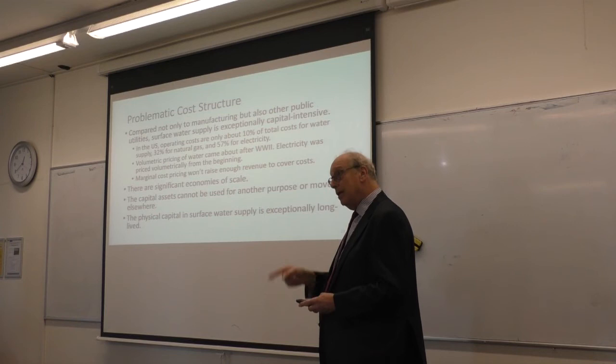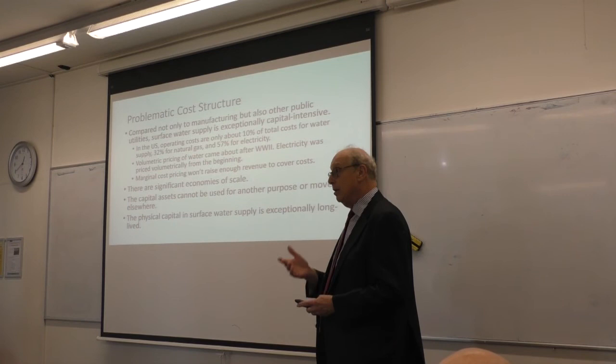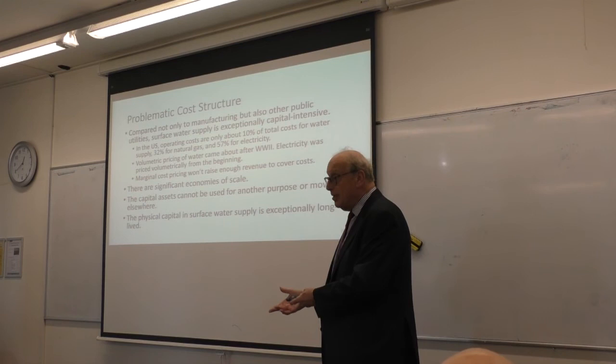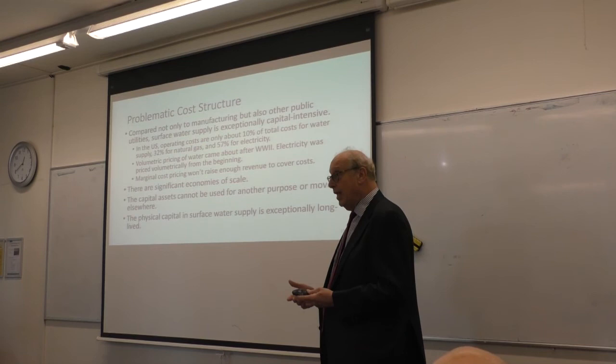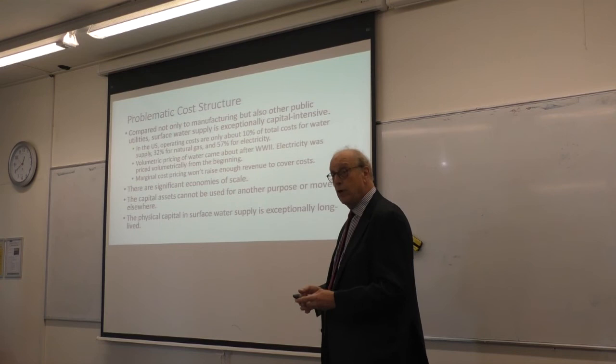Electricity was metered from the very beginning to home. Why? Because the marginal cost of an extra kilowatt hour was significantly large. It didn't pay to meter water, that was the view, because the marginal cost was so low, the meter was way more expensive. So water wasn't sold on a volumetric charge, it was sold on the basis of how big your house was, or some version of that. It was all a connection fee, not a volumetric charge.